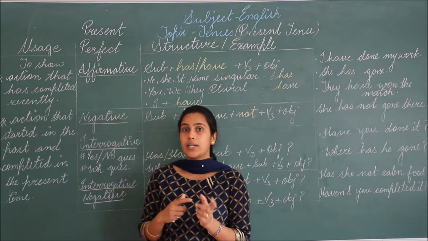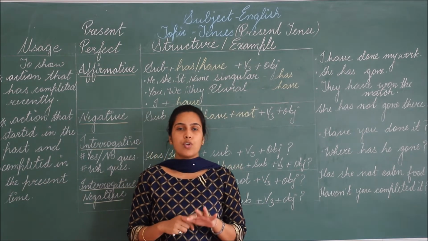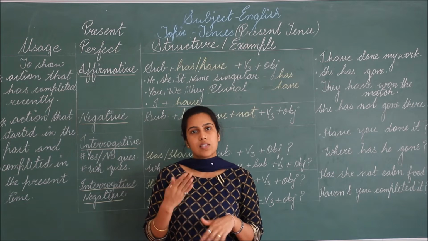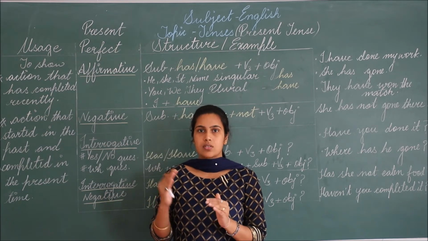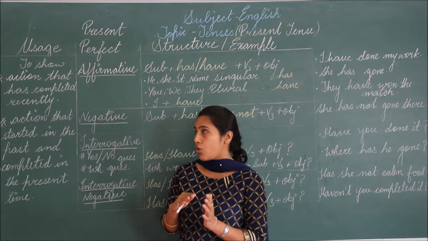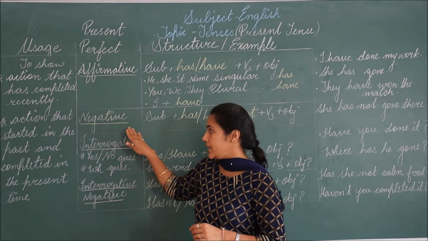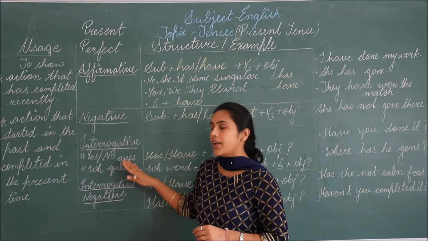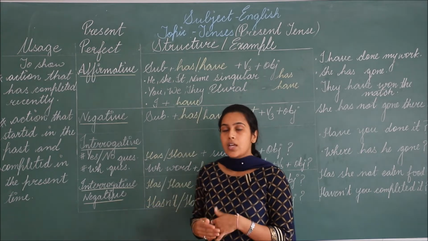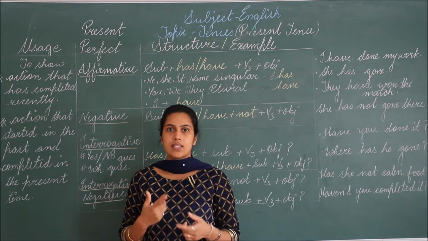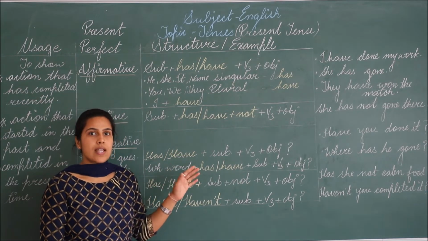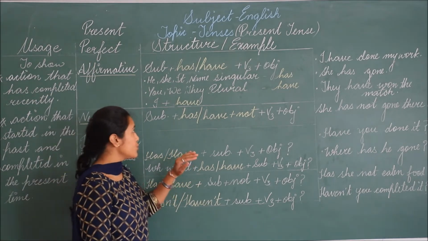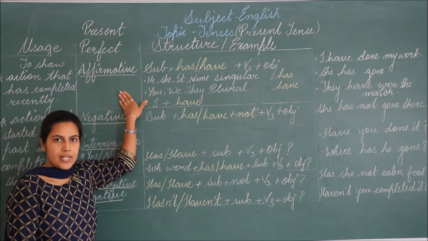Now as I told you that every tense has four major sentence structures. Similarly, this tense also has four sentence structures that are of affirmative, negative, interrogative and interrogative negative. Now one by one let us look at the structure of each part and we will understand their uses also. So first we have affirmative sentence.